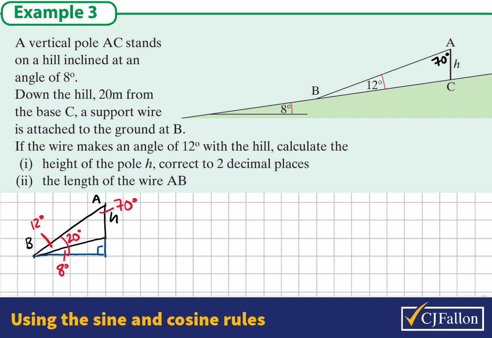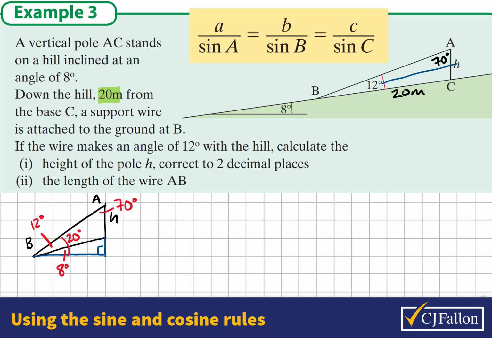The angle at C must be 98 degrees, but we know two of the angles, and we're given in the question also that the distance between B and C is 20 meters. So to solve this question, where we're given two sides and two angles across from the sides, we're going to use the sine rule. We want to figure out what H is, so we let H be our A, and our angle at A is going to be 12 degrees. So H over sine 12 degrees must be the other side, the 20, over the angle across from that, so sine 70.